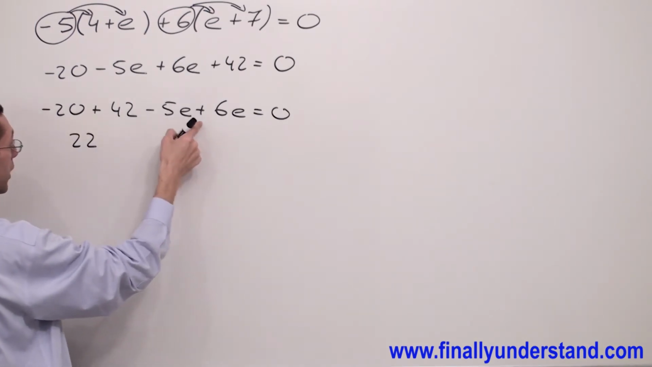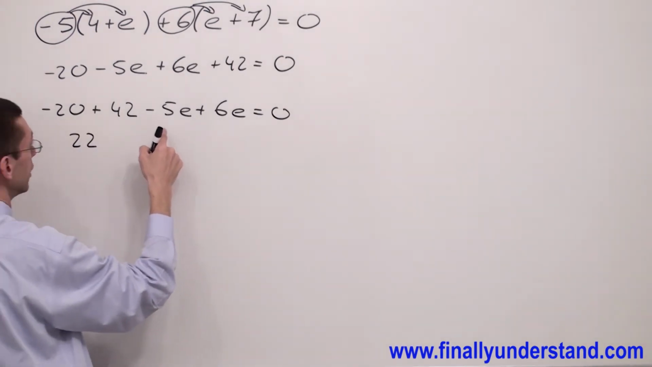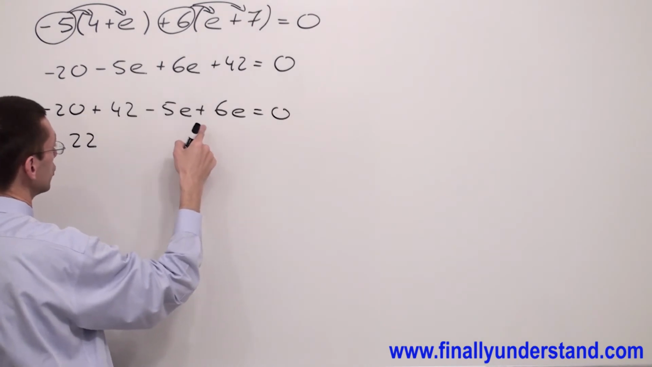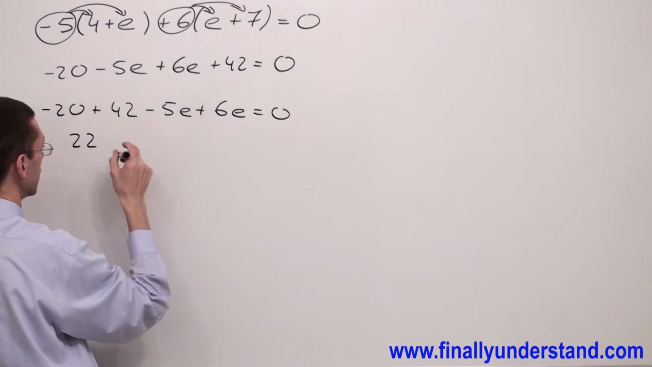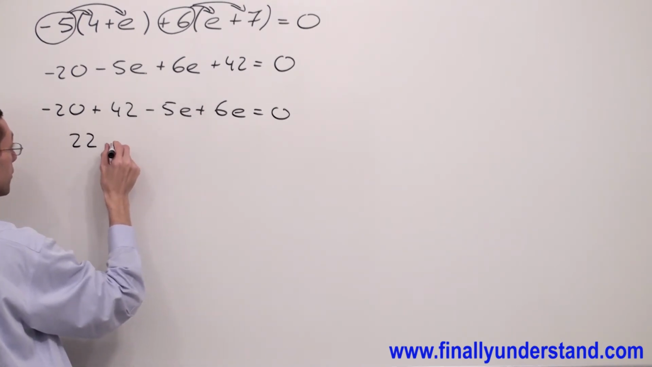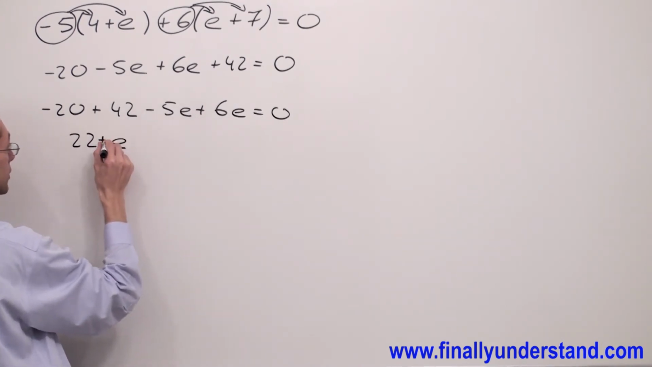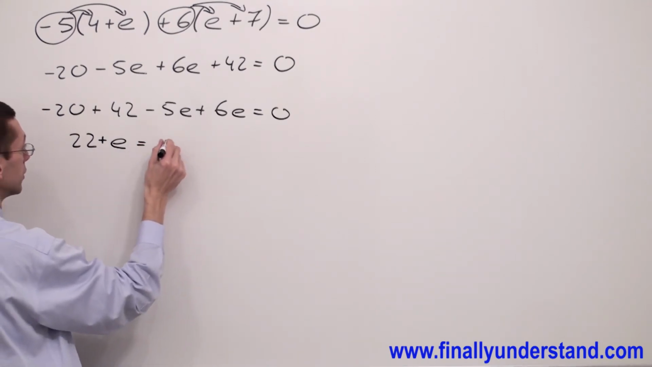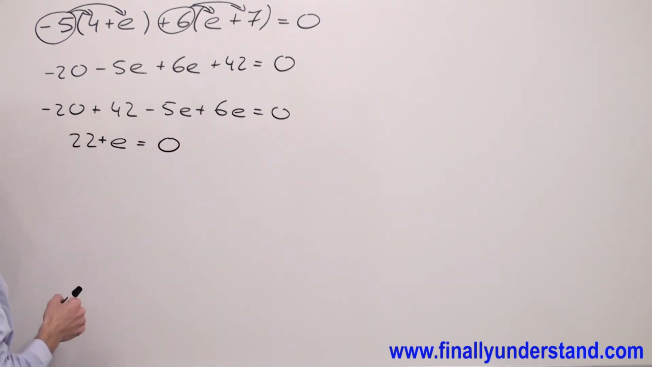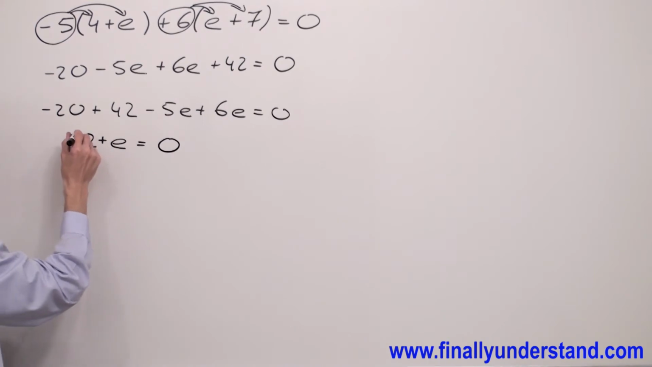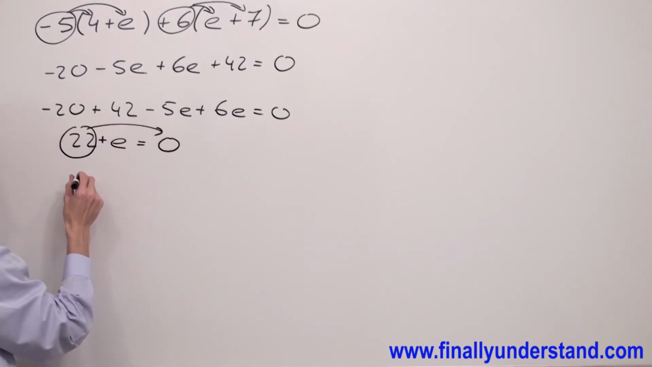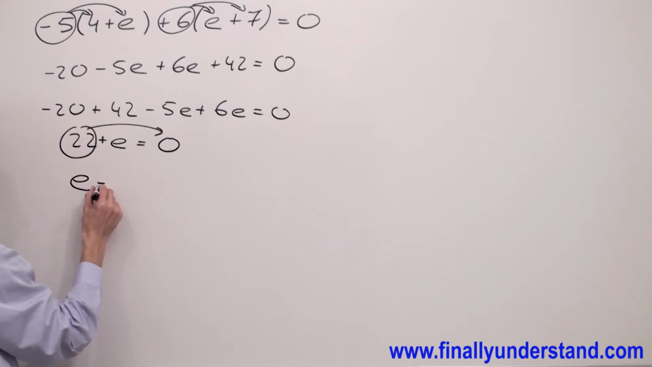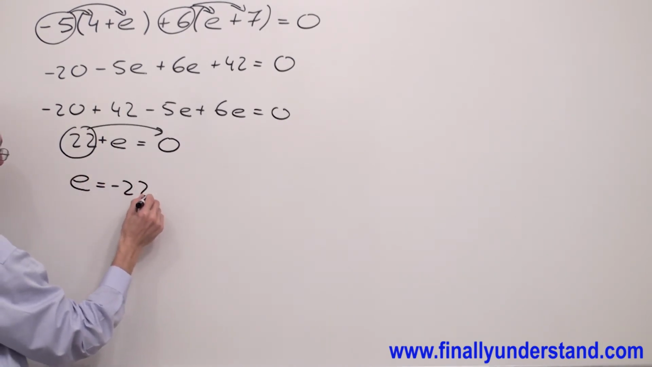Minus 5e plus 6e, the same property we're supposed to use. From the bigger number, subtract the smaller number and keep the sign of the larger number. That's why I'm going to have just e plus 22 equals 0. In order to find the value of e, I have to move 22 to the other side of the equal sign. That's why I'm going to have e equals -22.